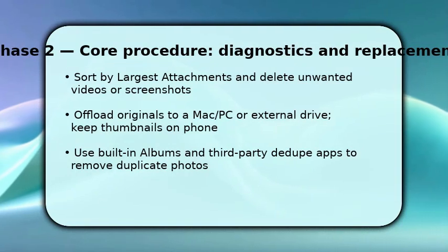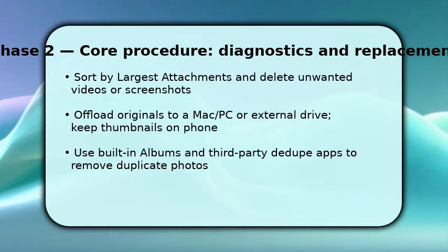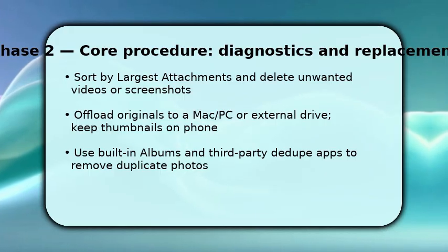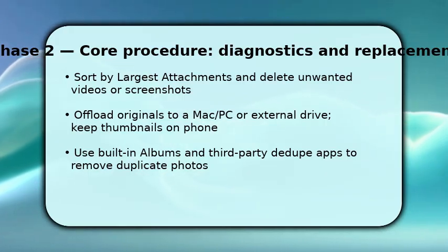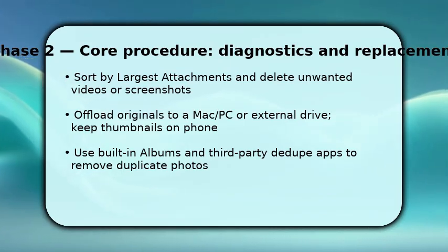Next, focus on the detailed execution. Sort your storage by largest attachments and remove unneeded videos, screenshots, or burst photos. Videos are often the biggest culprits. Then offload originals. Connect to a Mac or PC, copy the master files to an external drive, and confirm their integrity, because once offloaded, you can safely delete them from the device.